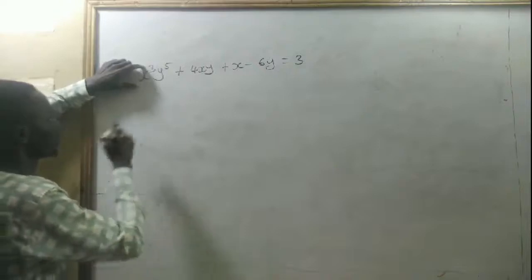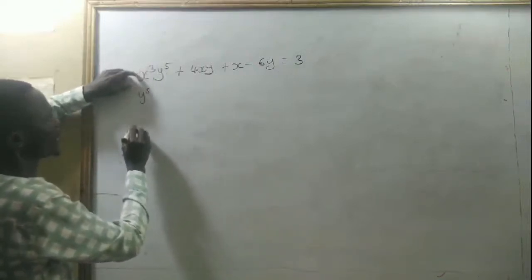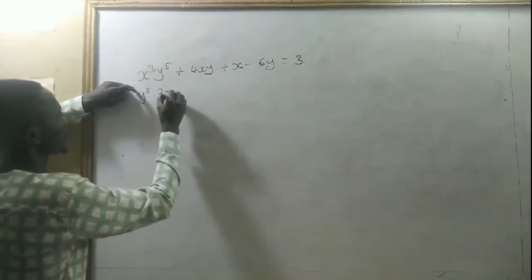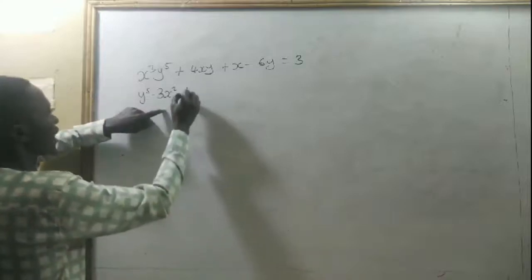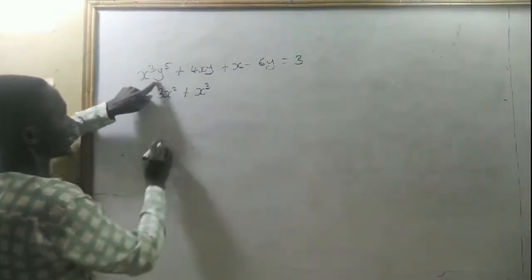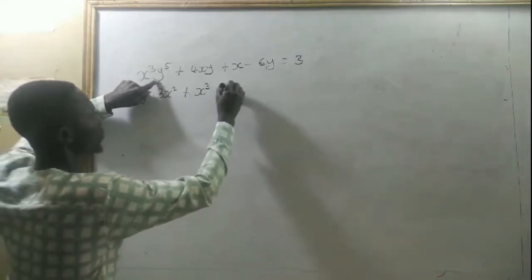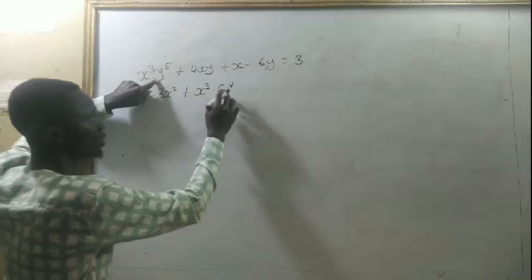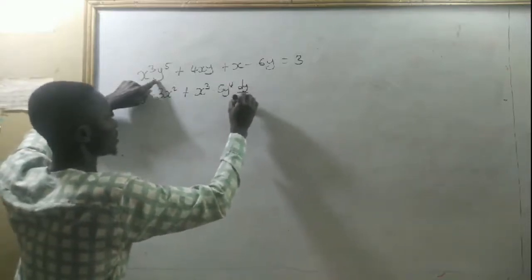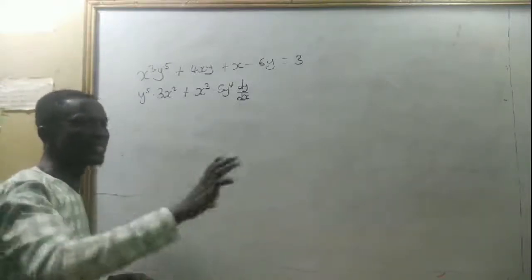So we maintain the y to the power 5. If we differentiate x cubed with respect to x, we are going to get 3x squared. Plus, you maintain the x cubed and differentiate y to the power 5, and that will give us 5y to the power 4. And since we are differentiating with respect to x, implicitly you will bring dy on dx. Please, the emphasis here is implicitly.